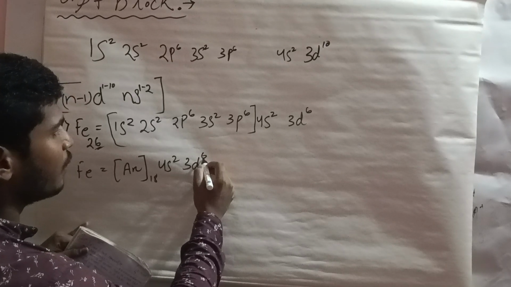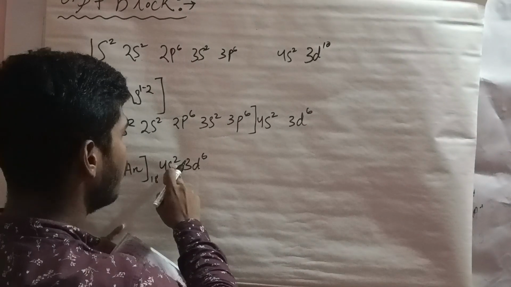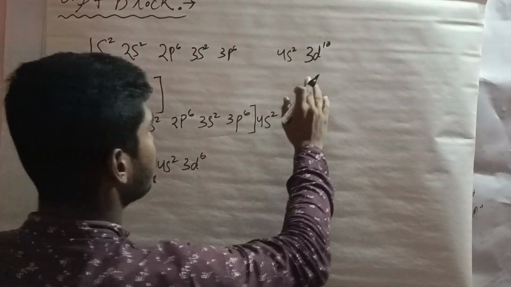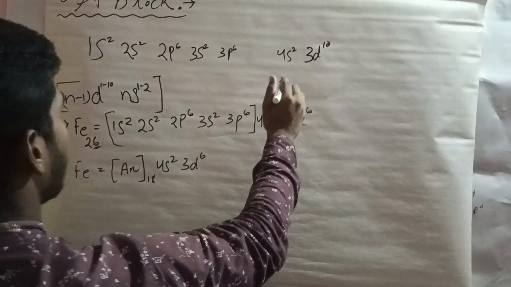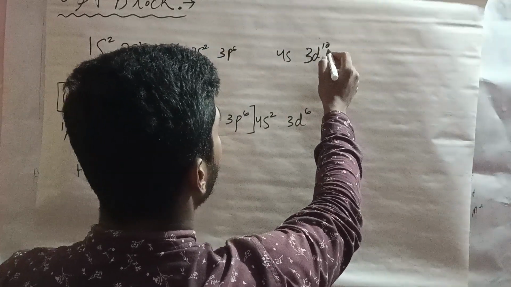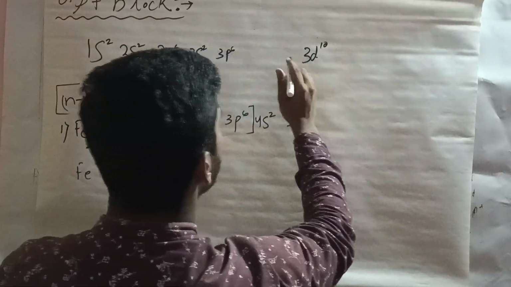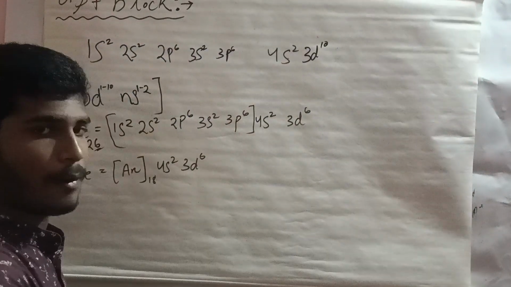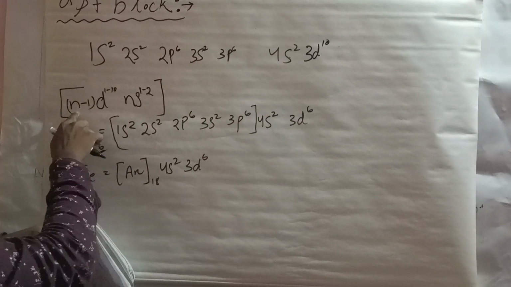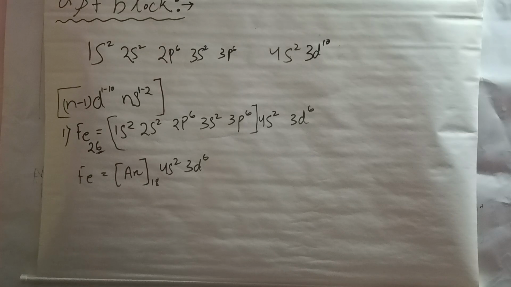Always we have to fill the S subshell of the 4th orbital first. After that, the electron will enter the D subshell. Without adding 2 in the s, we can't add 10 in the d. Writing it otherwise is wrong. Always we write the s subshell first. The structure is (n minus 1) d 1 to 10, ns 1 to 2.